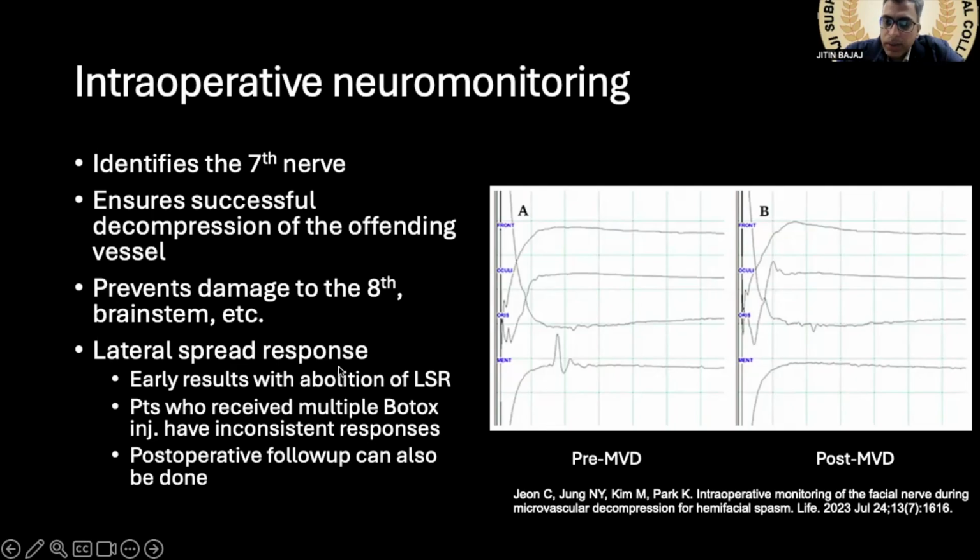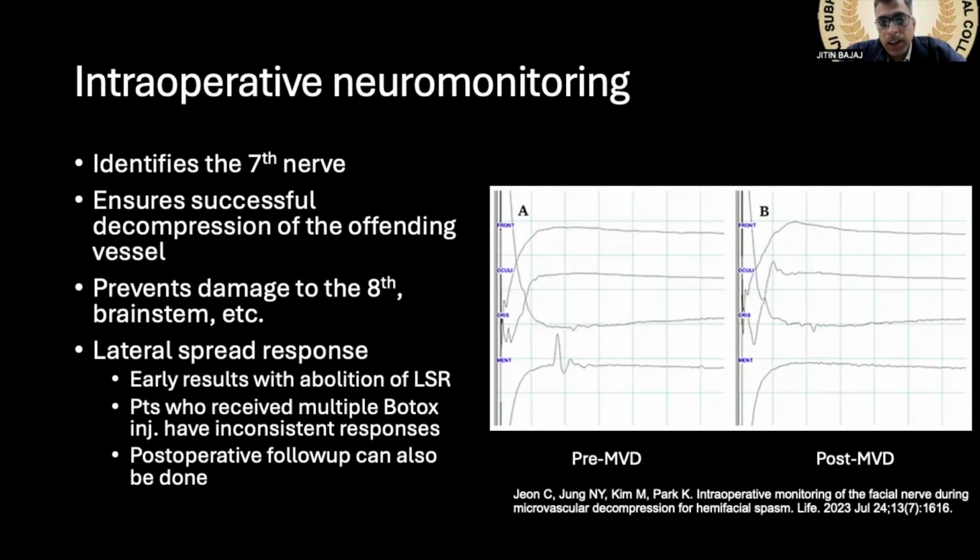However, the visualization and interpretation of lateral spread responses and seeing their abolition is not very easy. That requires practice, and there can be multiple situations in which you will have difficulty in interpreting LSRs. Like the presence of muscle relaxants during anesthesia. The patients who have received multiple Botox injections prior to the surgery have inconsistent responses.